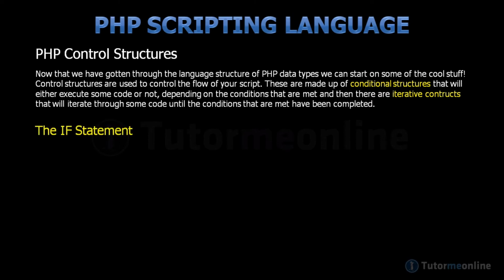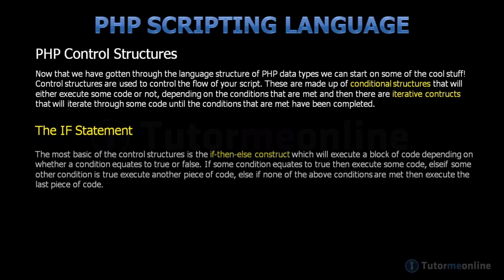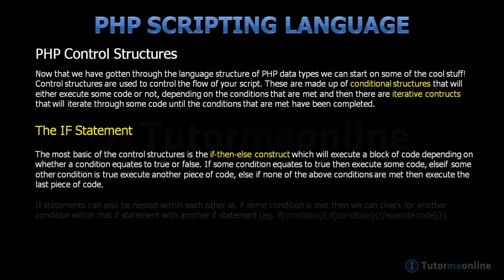Let's have a look at the if statement. The most basic of the control structures is the if-then-else construct, which will execute a block of code depending on whether a condition equates to true or false. If some condition equates to true, then execute some code. Else, if some other condition is true, execute another piece of code. Else, if none of the above conditions are met, then execute the last piece of code.